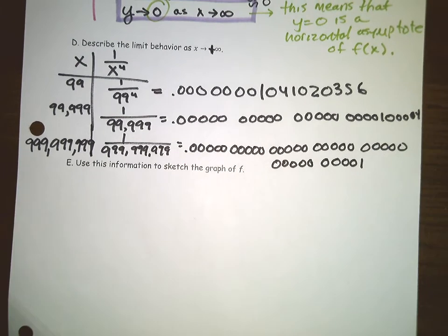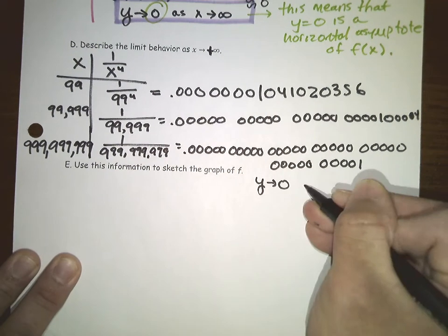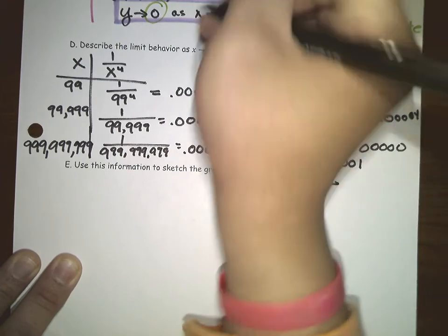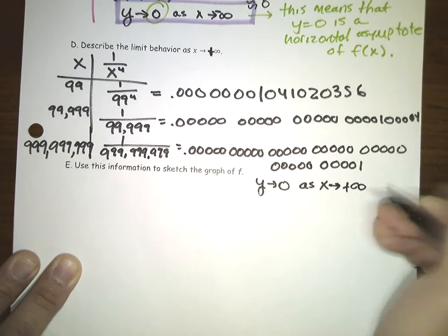And then some more zeros after that, and then probably the 4 1 0 2 0 3 5 6 at some point. But I think that you get the point that this is a very small number. So once again, we had y approaches 0 as x approaches negative infinity for that last one, and this one would be positive infinity.